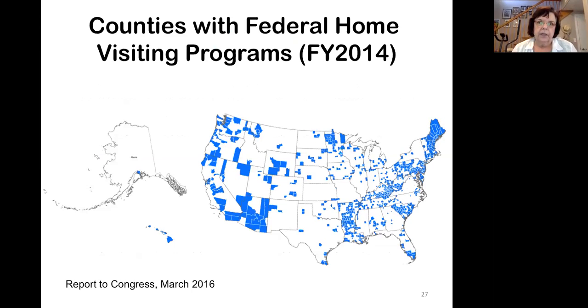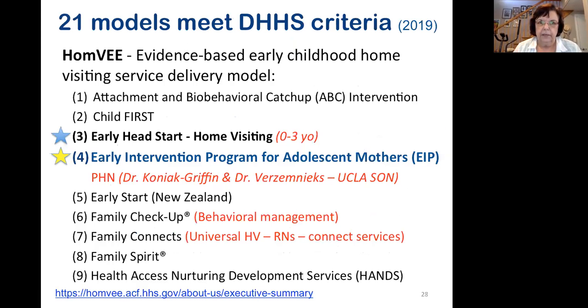So here's a map that shows some of the counties in the United States where funds for these home visiting programs have gone. So what are the programs that meet these criteria? And this is the latest December 2019 list of evidence-based models. And as you see here, it's an alphabetical list. This is Early Head Start, which has a home visiting component that serves 0 to 3. The Early Intervention Program for Adolescent Mothers, that's Dr. Deborah Cognac-Griffin and myself from UCLA. Early Start in New Zealand.